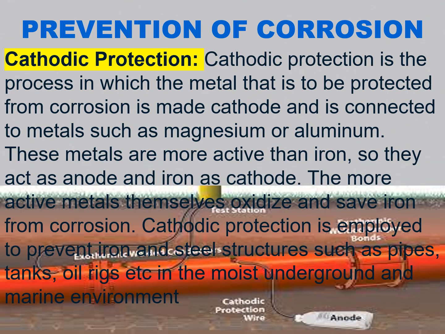One another way to prevent the corrosion is cathodic protection. Cathodic protection is the process in which the metal that is to be protected from corrosion is made cathode and connected to metal such as magnesium or aluminium. These metals are more active than iron, so they act as anode and iron acts as cathode. The more active metals themselves oxidize and save iron from the corrosion.